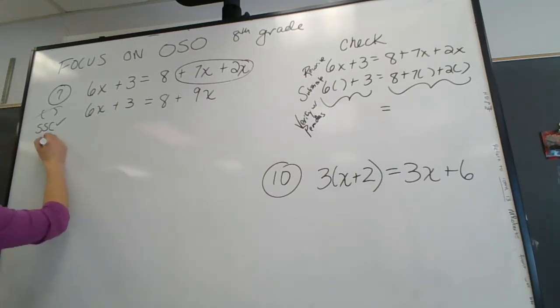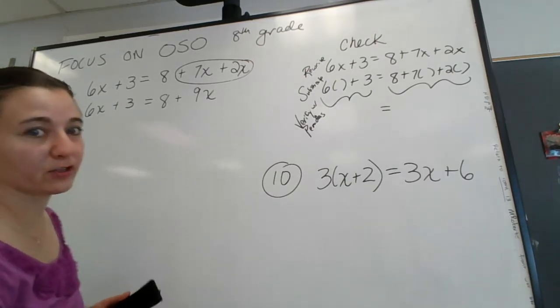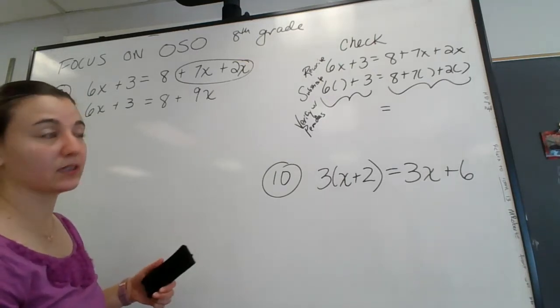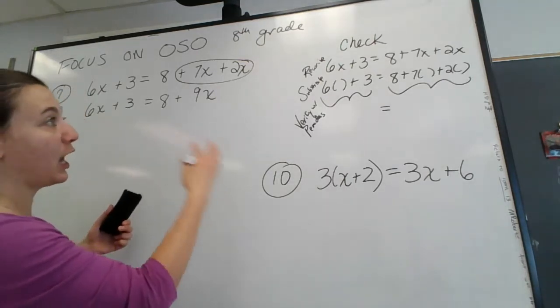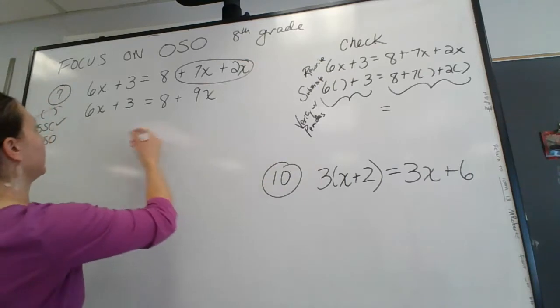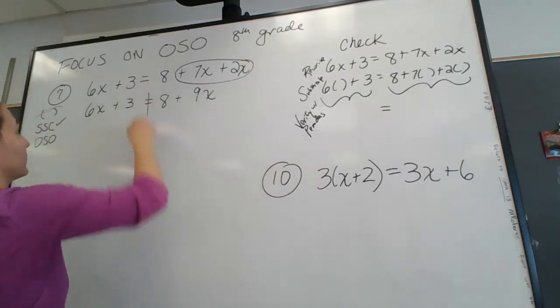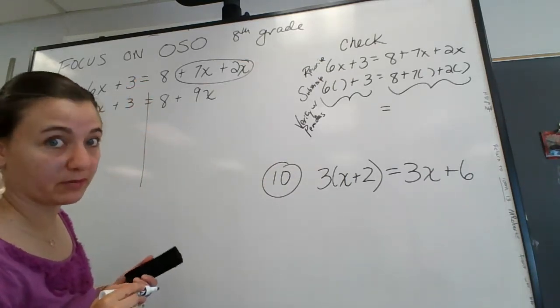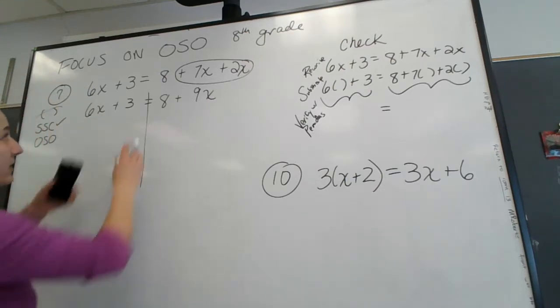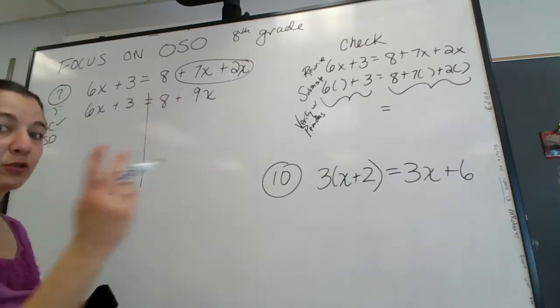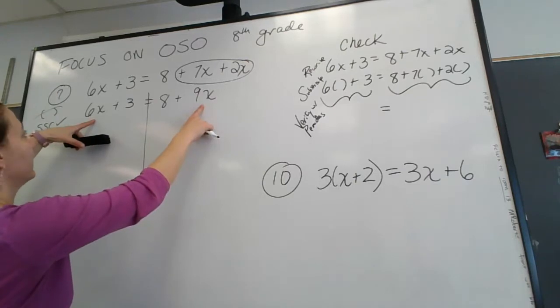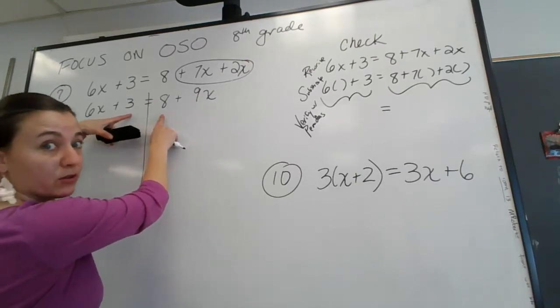Now the next one's called OSO because if I have like terms on opposite sides, then I'm going to do the opposite to get it to the opposite side. So, since I'm going to do opposites, I'll put my balance beam down. And then you got to decide which one do you want to do first, because I have 2 sets of like terms. I have Xs, and I have regular numbers, otherwise known as constants.